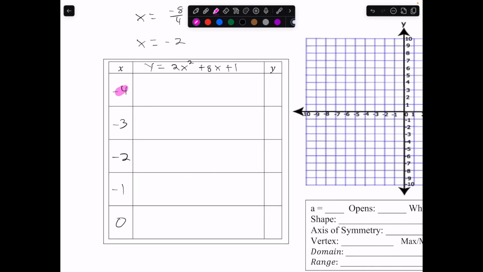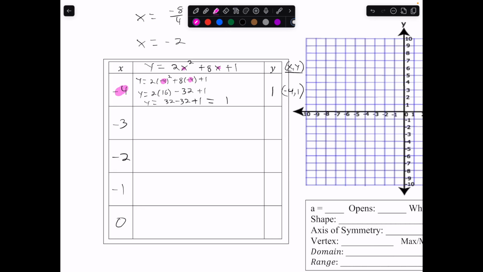We're going to start off with negative 4. We're going to plug that in wherever we see an x. So y is equal to 2 times negative 4 squared plus 8 times negative 4 plus 1. Okay, so now we simplify. y is equal to 2 times negative 4 squared, which is 16, plus 8 times negative 4 is negative 32, so minus 32 plus 1. y is equal to 32 minus 32 plus 1, which is just equal to 1. So our first ordered pair, our x comma y, is going to be negative 4 comma 1. We can write that off to the side.